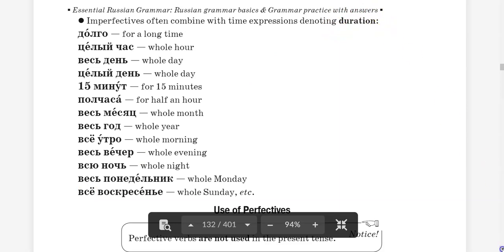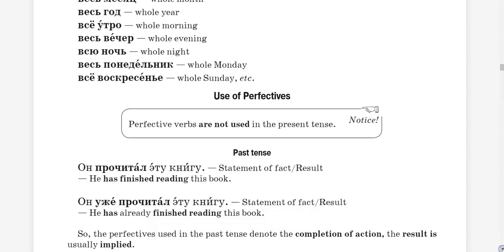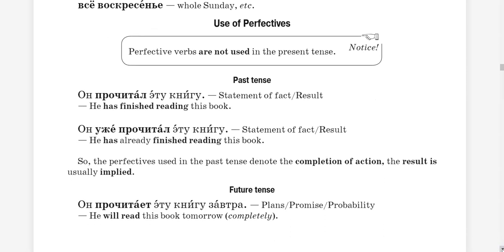So when would we use a perfective form? Remember that perfective does not exist in the present tense. It's only used in the future or past, because we always assume the result. So we're talking about the result. So only in the past or in the future.